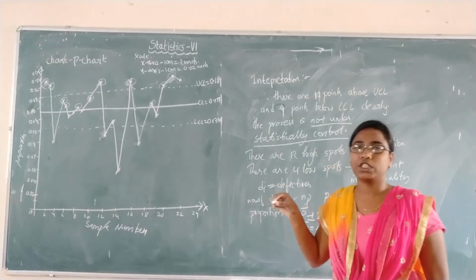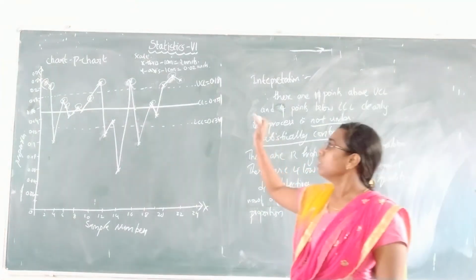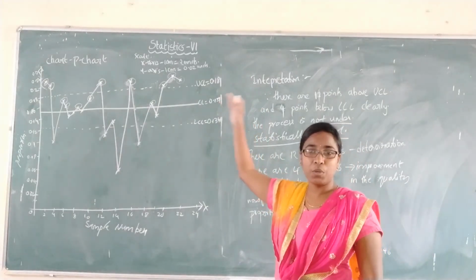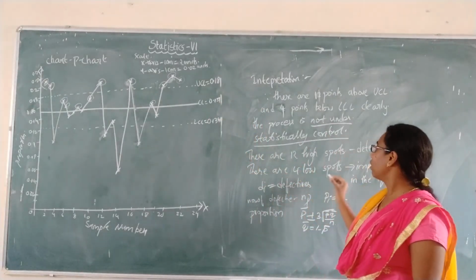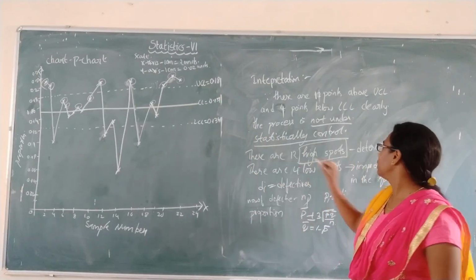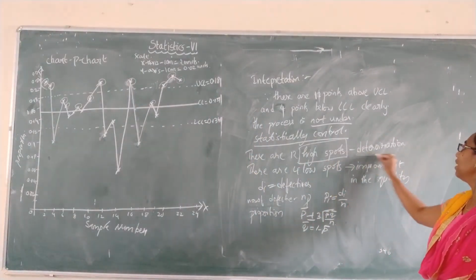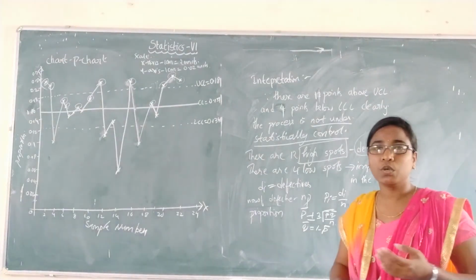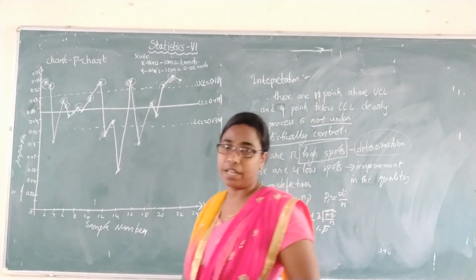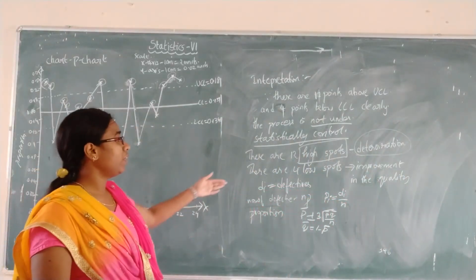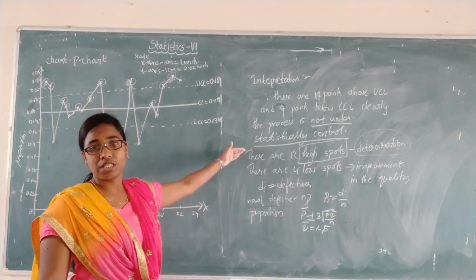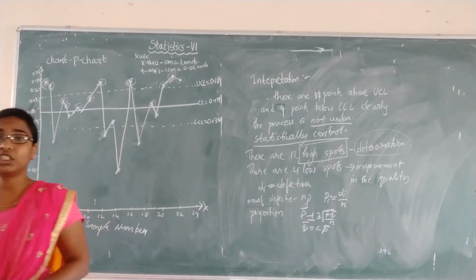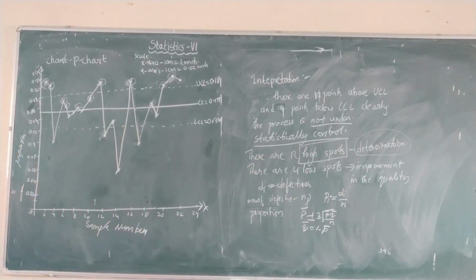And what about the situation? If you see the situation, there are more points above UCL. Those points are called high spots. So these high spots indicate the deterioration of the production process. That is the situation going worse day by day. Here, compared to low spots, high spots are many. So there is a deterioration in our production process. So this is the construction of P chart for fixed sample size.